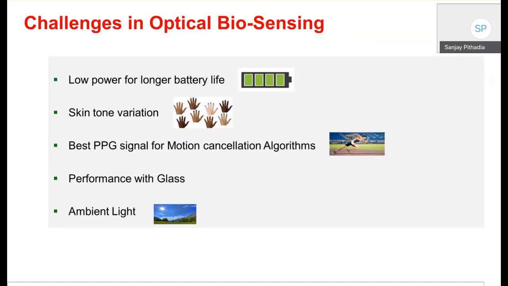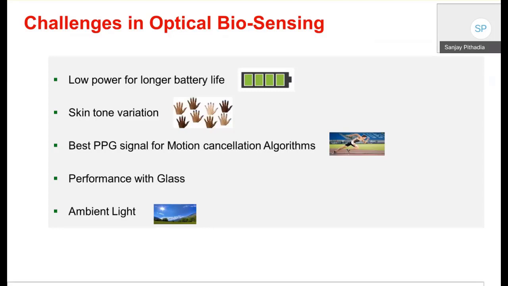There is also, as I mentioned, motion. People are running and measuring the heart rate, so there has to be motion cancellation algorithms involved. As I mentioned earlier, this is LED and photodiode. So there is a glass involved which will be used for measurement, or sometimes lens or glass. So it should also not come in the measurement area, so that the measurement is very clear.